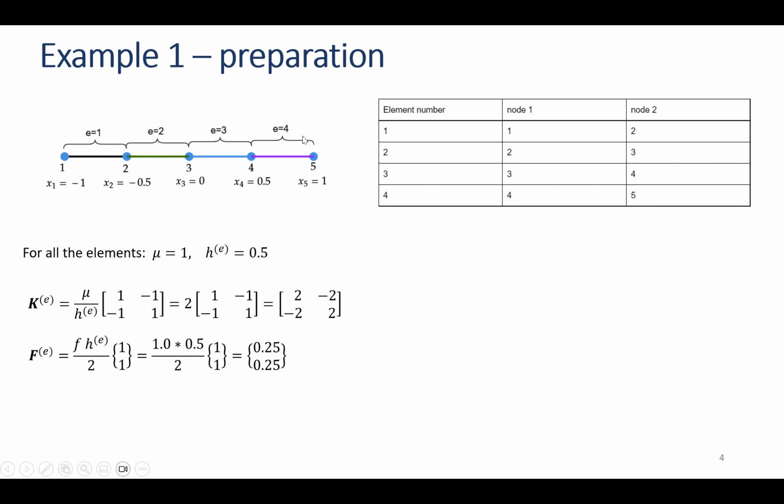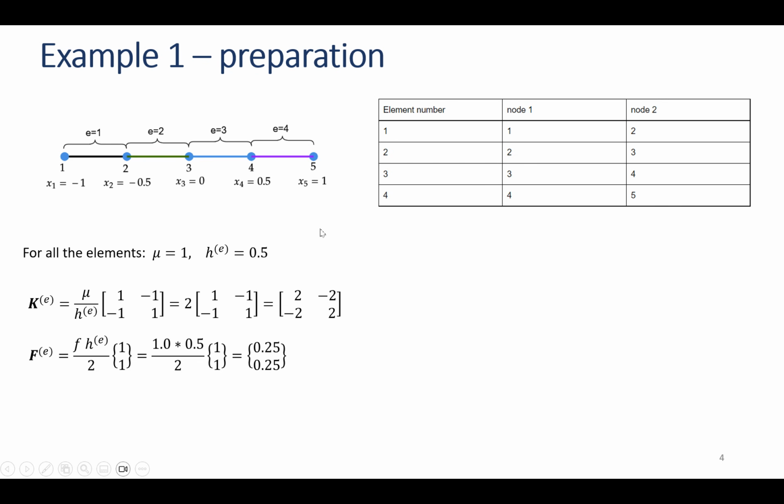In general, they may be different if you have a mesh with different lengths, and if you have a problem composed of multiple materials with different material properties. But that's a complicated problem. So for this simple problem, for all the elements, the stiffness matrix and force vectors are the same, and they are given by these expressions.